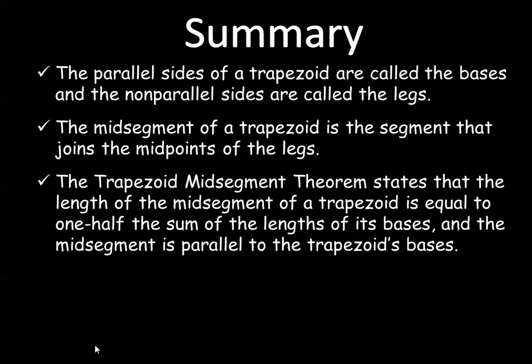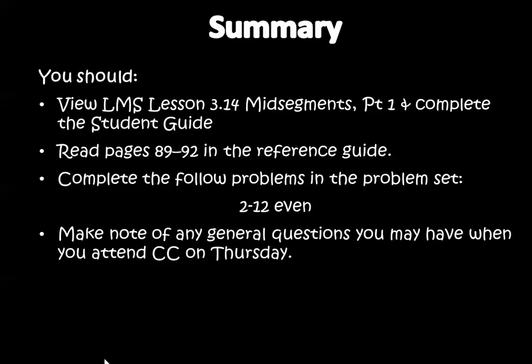Okay, to summarize this lesson, the parallel sides of a trapezoid are called the bases, and the non-parallel sides are called the legs. The midsegment of a trapezoid is the segment that joins the midpoints of the legs, and the Trapezoid Midsegment theorem states that the length of the midsegment of a trapezoid is equal to 1/2 the sum of the lengths of its bases, and the midsegment is parallel to the trapezoid's bases.